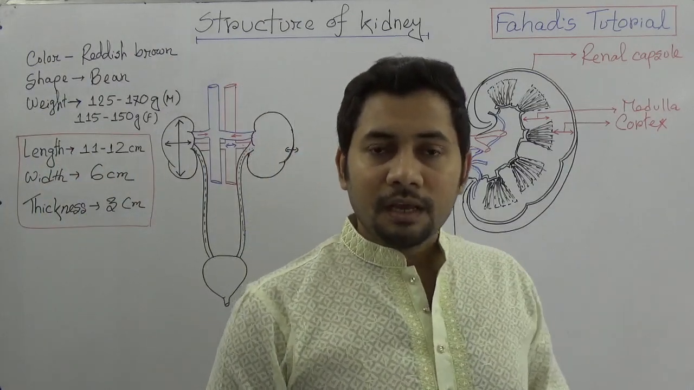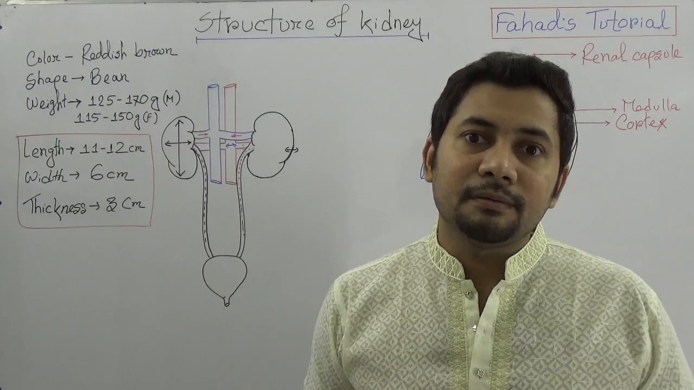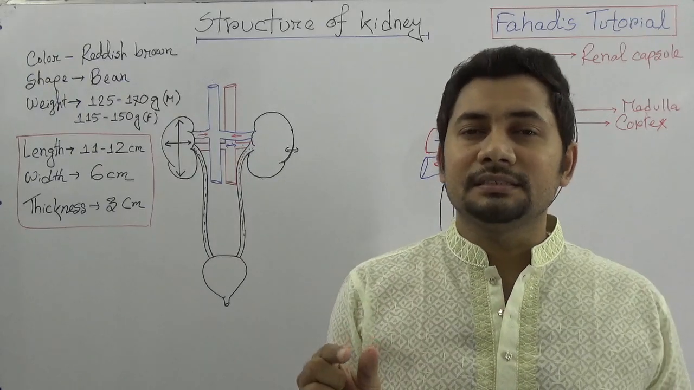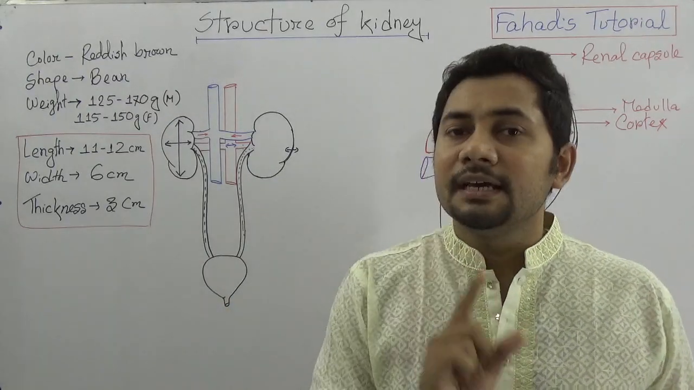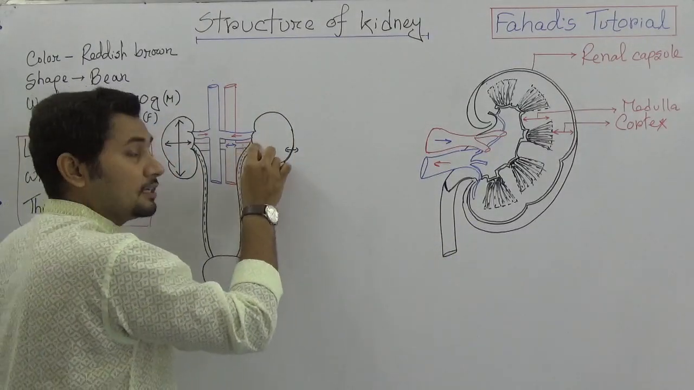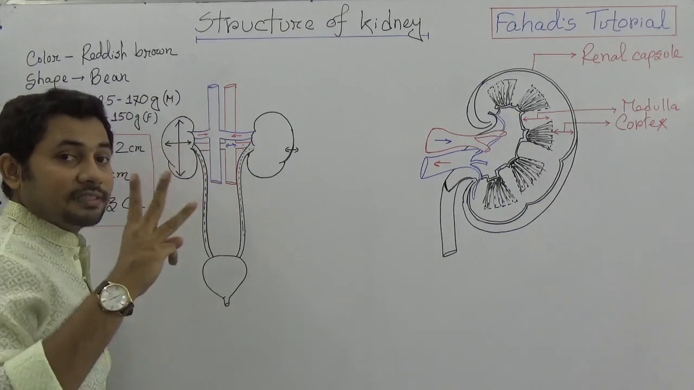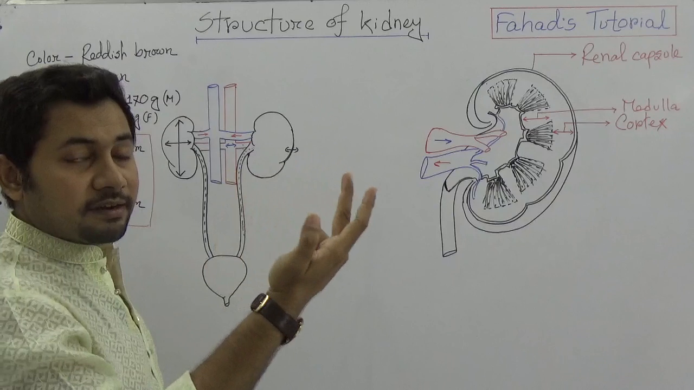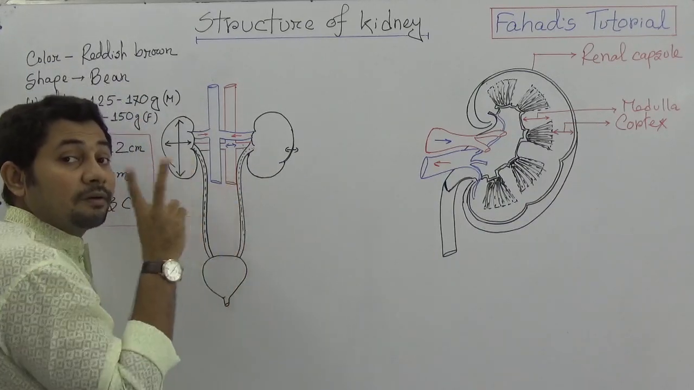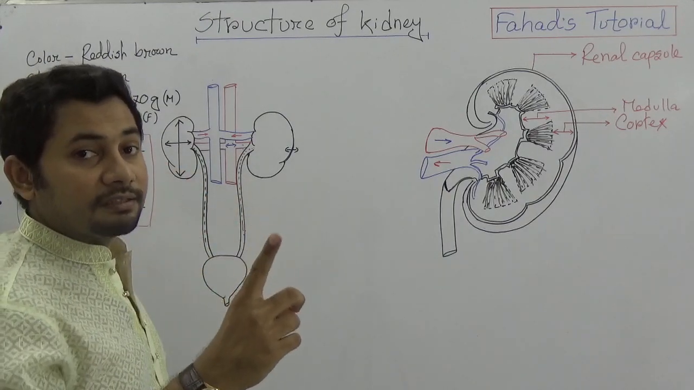So the kidney is a bean-shaped organ, and it is reddish brown in color. The length is 11 to 12 centimeter, width is 6 centimeter, and thickness is 3 centimeter. This is the convex part and this is the concave part. From the concave part, three things: the renal artery is entering, the renal vein is coming out, and the ureter is coming out. We know we have two kidneys, two ureters, one urinary bladder and one urethra.